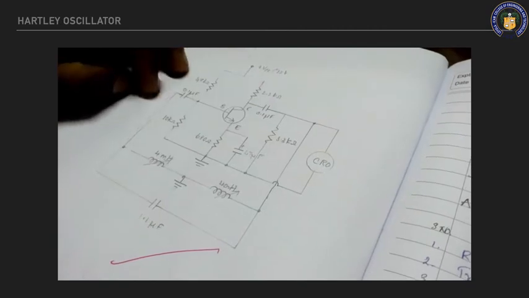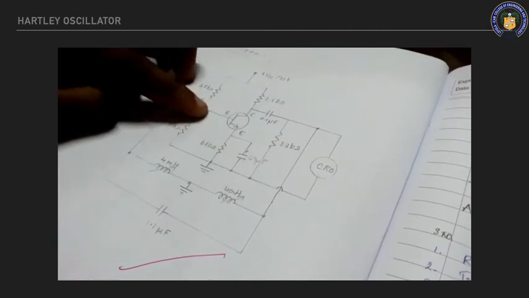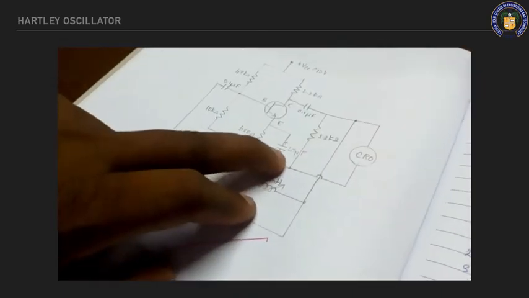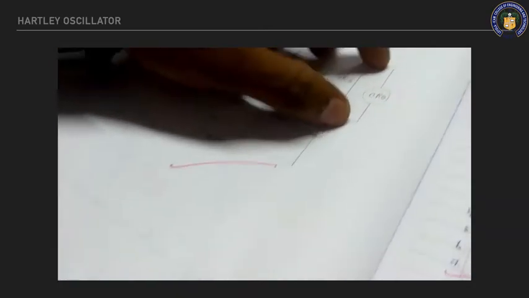And the capacitors will be connected: 0.1 microfarad connected at the base, and another one is connected to the collector. At the emitter terminal, a 47 microfarad capacitor is connected, and the other end is ground. The output will be connected to the CRO.